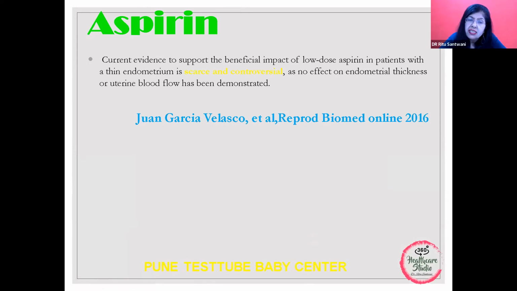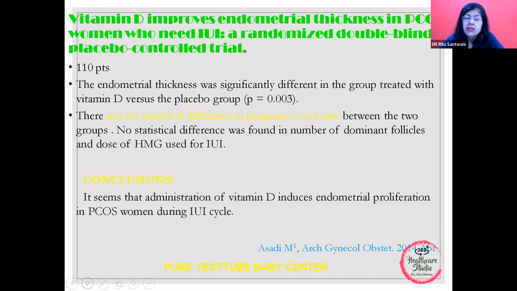Regarding the use of aspirin, the studies have shown low dose aspirin in patients with thin endometrium. There are not a lot of studies, but some studies show that it helps in increasing the thickness, but not too many studies.